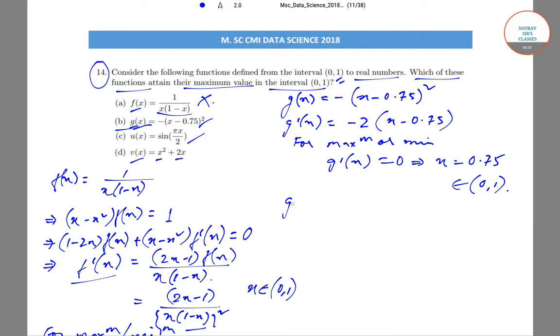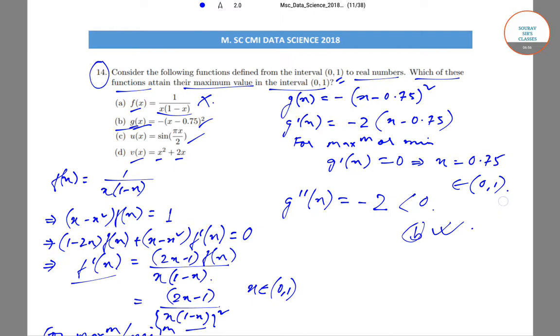Now we need to find g double dash x. So g double dash x will be equal to minus of 2. As you can see, this is less than 0, negative. So if g double dash x is less than 0 at a particular point, since we have 0.75 over here, that means that we have a maximum at that point. So option B is correct.